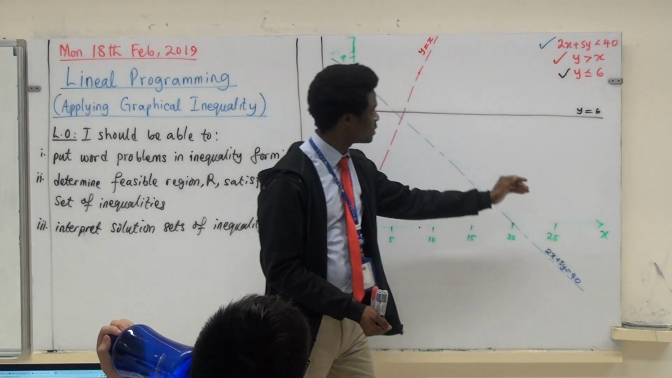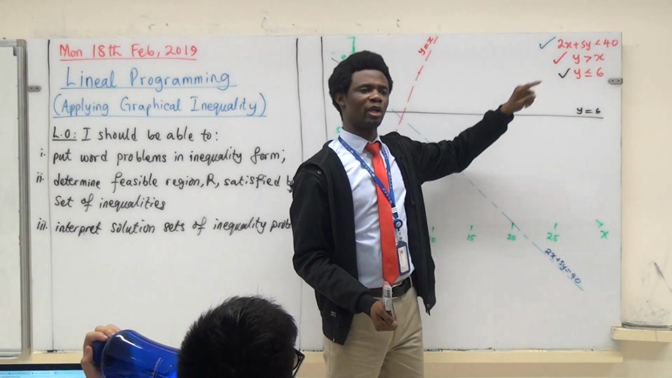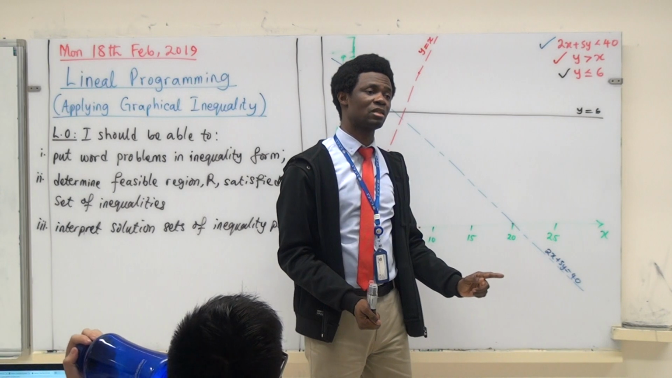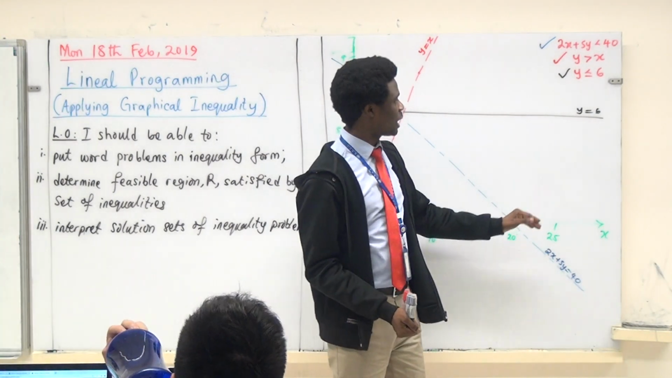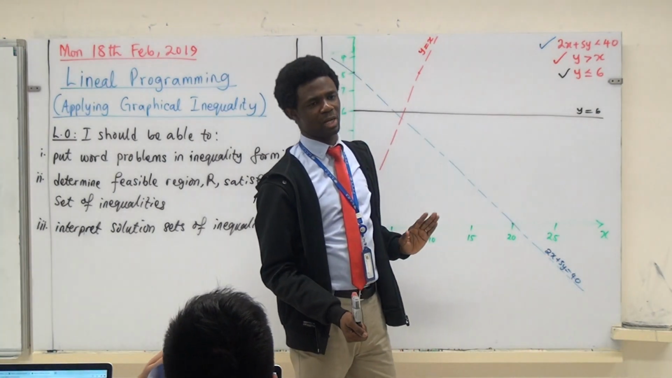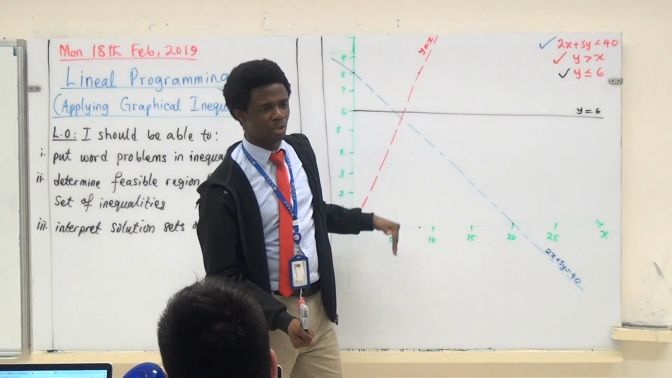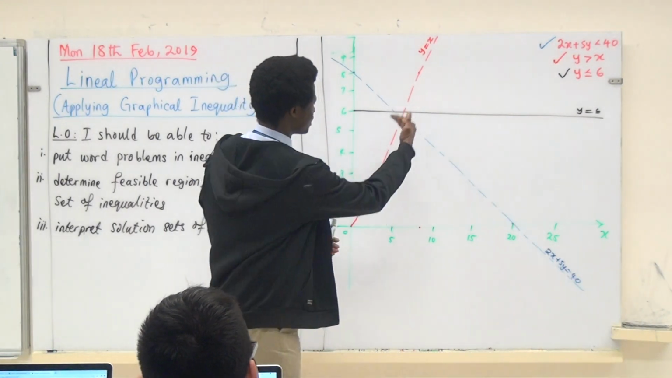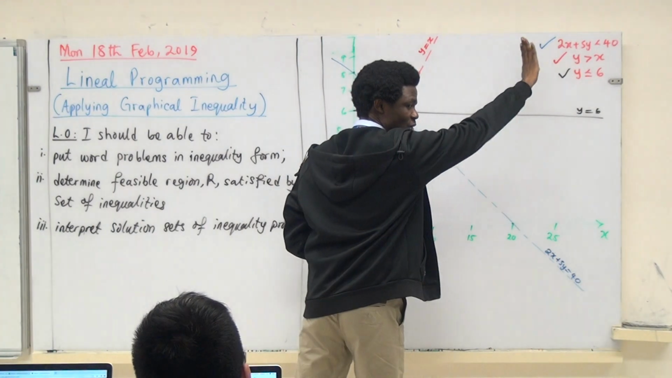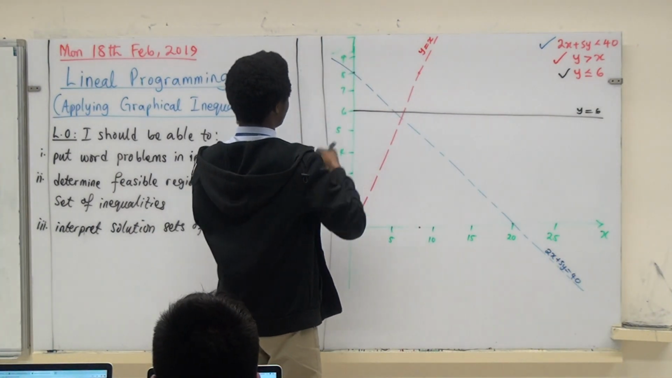If you look at this, it says less, but you are required to shade the unwanted region. Now, what is the wanted region? Let's start with that. Is it above the line or below the line? Below the line. So this is the wanted, and this will be the unwanted region, right? Okay, so unwanted region.